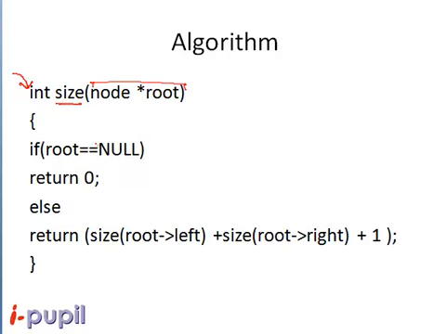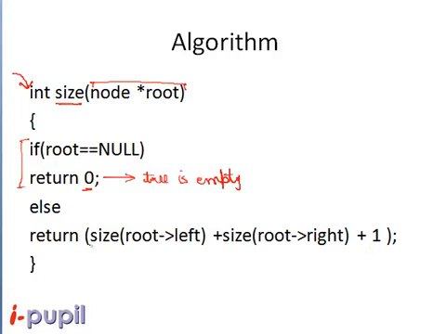So if root is equal to null, that is this part, we return 0, signifying that the tree is empty. We do this because given the fact that the tree is empty, the size of the tree would be 0, hence we return 0. Else we return size root of left plus size root of right plus 1.